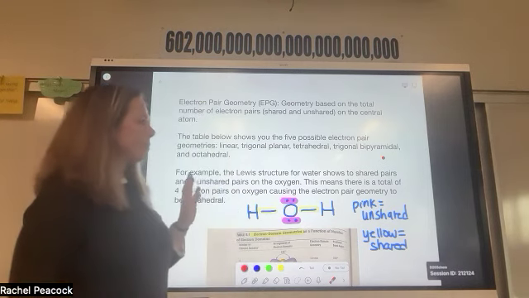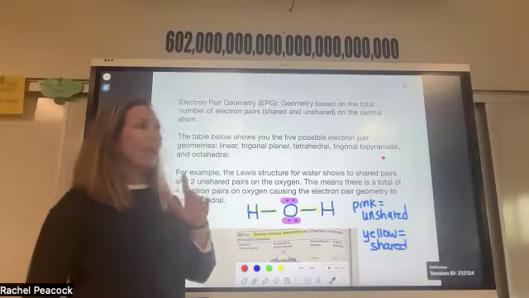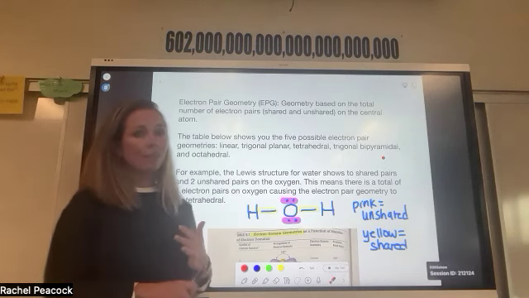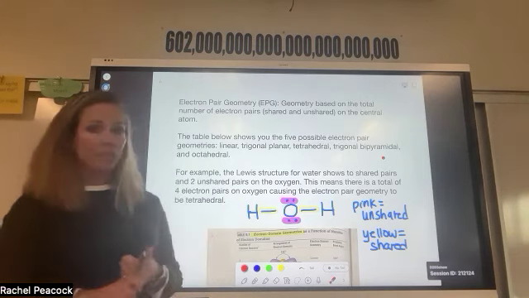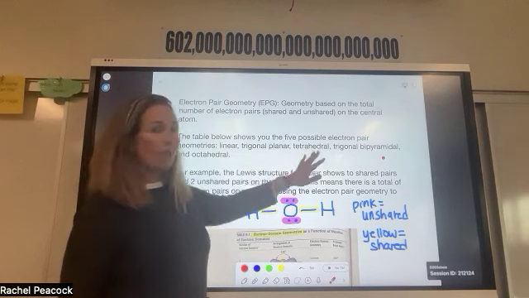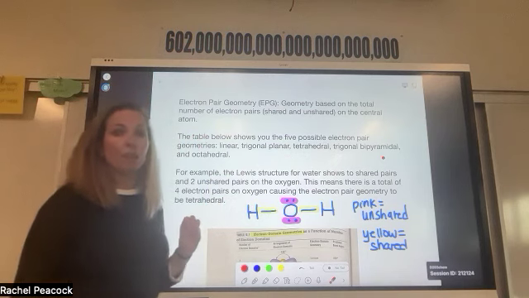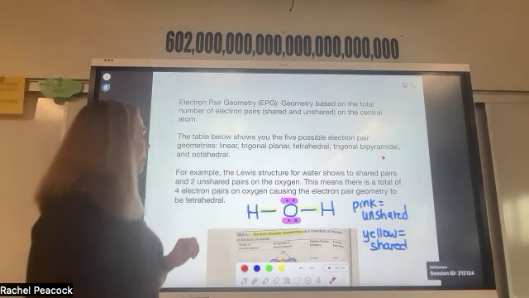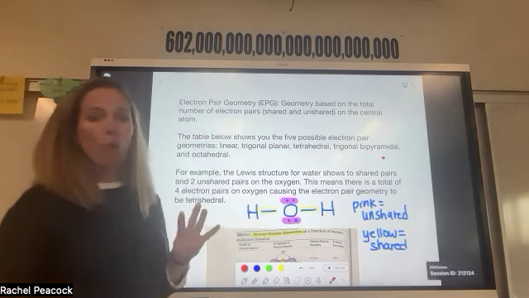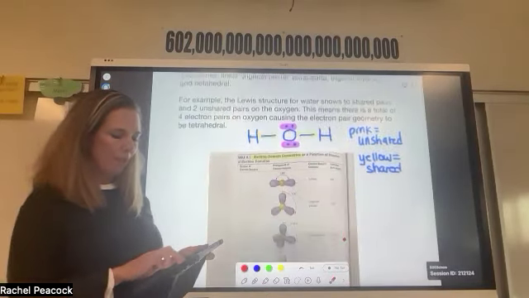There are only five possible electron domain geometries, and those five are linear, trigonal planar, tetrahedral, trigonal bipyramidal, and octahedral. So those are the five main categories. You've learned a little bit about linear, trigonal planar, and tetrahedral. Trigonal bipyramidal and octahedral are for expanded octets only. All right, so going back to water, we would say it has four electron domains, two shared, two unshared. We'll just keep that in mind.